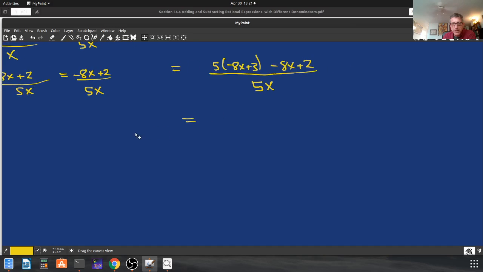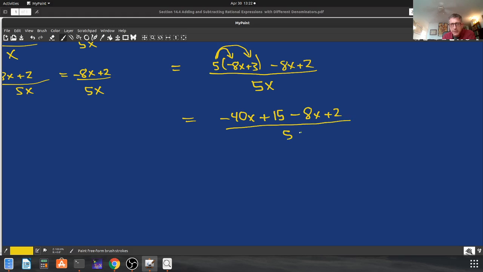So to simplify it, we have to multiply using distribution. So 5 times minus 8x is minus 40x. 5 times 3 is plus 15. And then I subtract minus 8x plus 2. All of this is going to be over 5x.